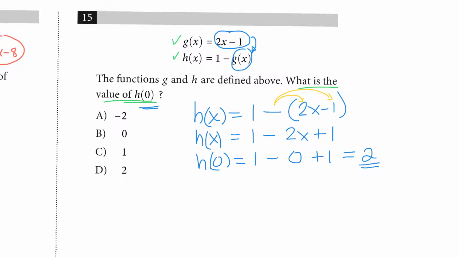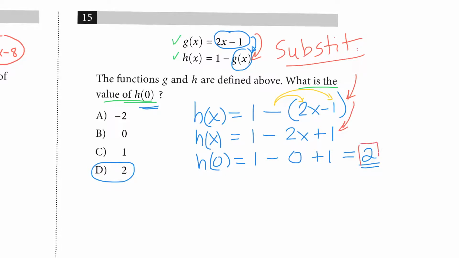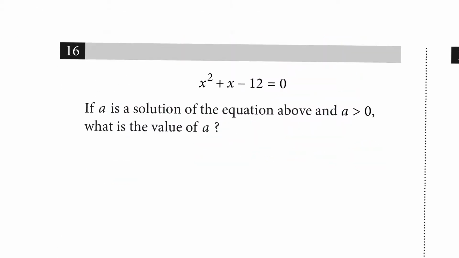The key in this problem is to be able to do the right substitution, which is what I did up here. So this is the key right here. The substitution is very important. If you're able to do the substitution from the beginning, it just makes it a simple problem. We get rid of g of x by that substitution, have everything in terms of x, and then replace x with 0, and then it's as simple as adding 1 plus 1. So the answer was 2 for number 15.